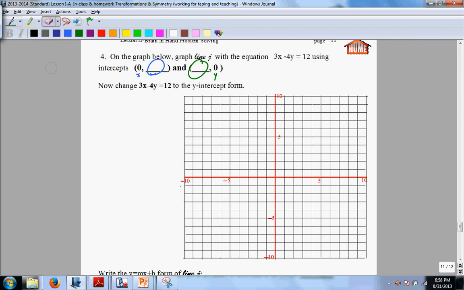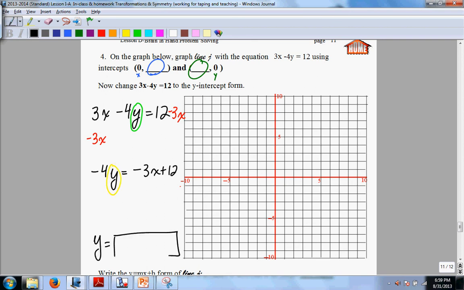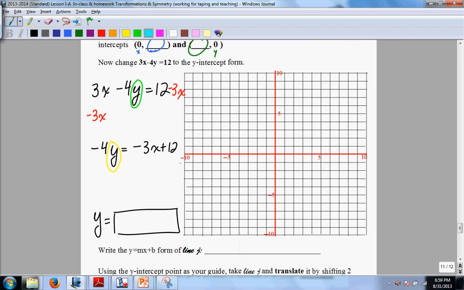Also, I'd like you to do as well, changing it to y equals mx plus b form. So we're going to do 3x minus 4y equals 12. Your goal is to get y by itself. So we're going to minus 3x, get -4y equals -3x plus 12. Continue solving for y, so you end up with y equals something. Those intercepts and that line should match. I want you to write the y equals mx plus b form right here.